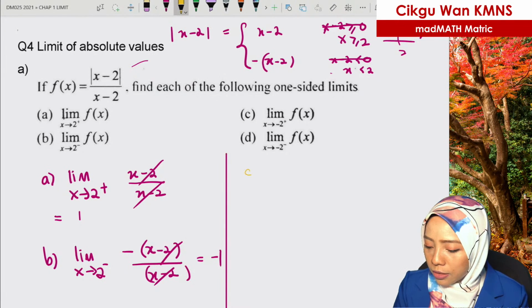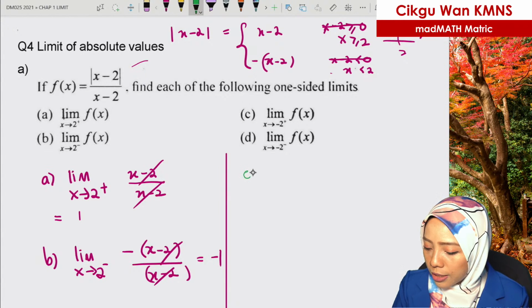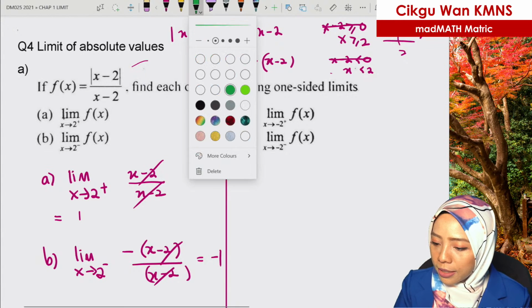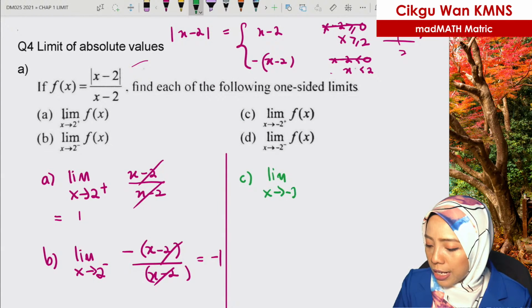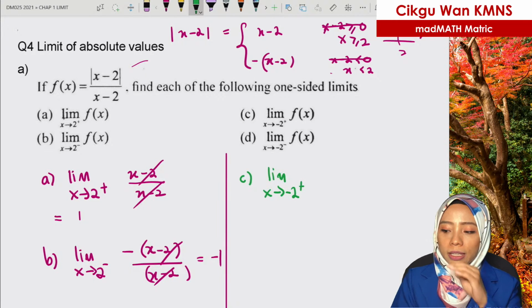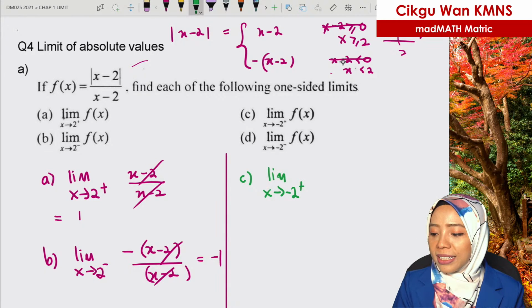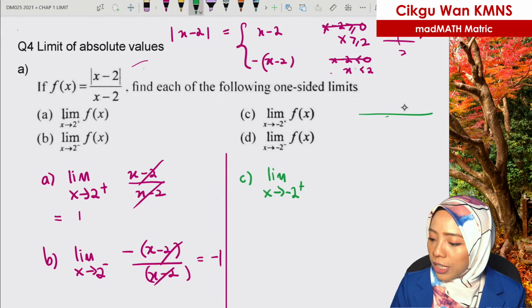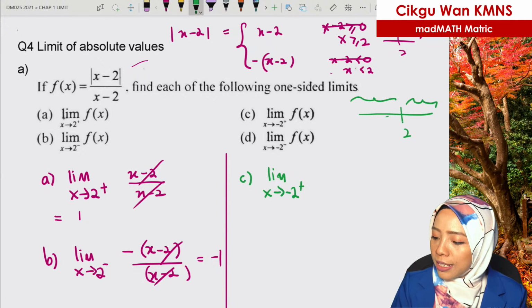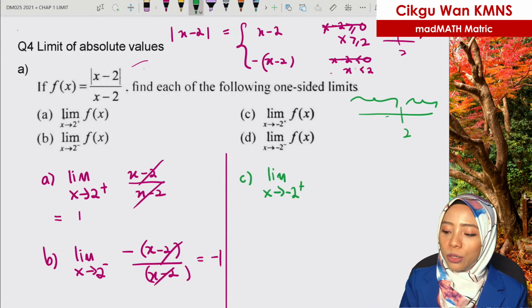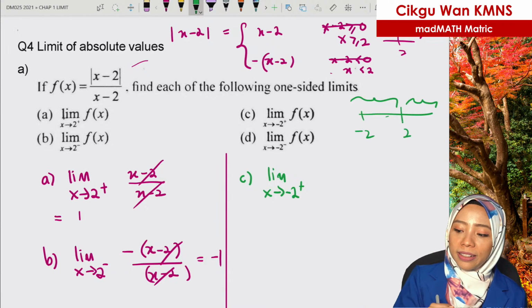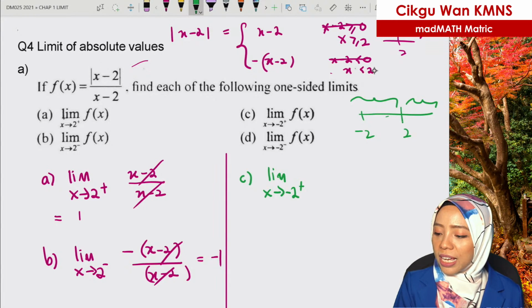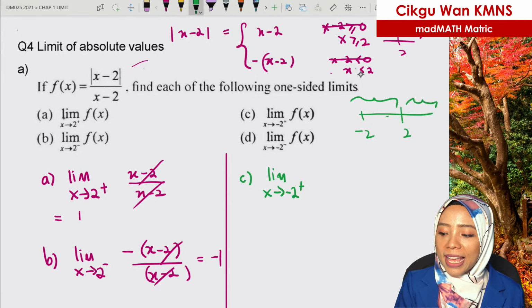Okay, C. Allah. Green kita ambil. C. Kita bawa sikit C ni. Okay, limit x approaching negative 2 from the right. Okay, soalan x greater than 2 dengan x less than 2. Okay, dia 2 dengan kanan 2 dengan kiri 2 sahaja. So, kalau negatif 2 ni dekat mana? Negatif 2 located at the left. So, here x is less than 2. Negative 2 is located less than 2.